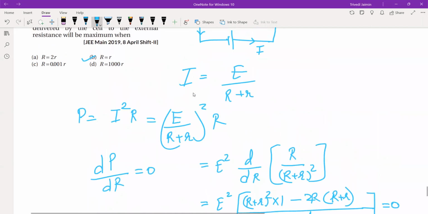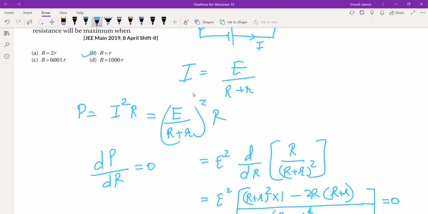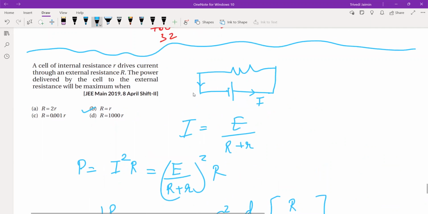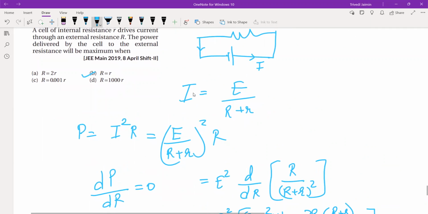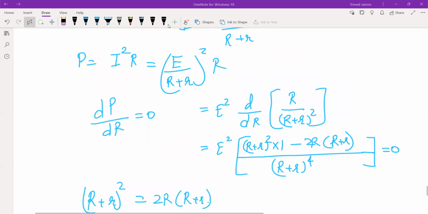So how I started: E by R plus r. So R is resistance and small r is internal resistance. So to find maximum power, we need to compare, right? Maximum, it's given in the question. So dP by dR, it will be maximum power. Then the remaining thing is just differentiation. You know, right? Differentiation of U by V.